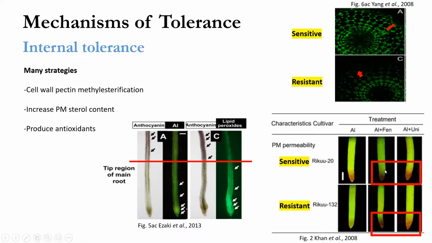Here, applying the sterol synthesis inhibitors actually reversed this tolerance, as shown in the red box here. And of course, plants can also produce more antioxidants to reduce the oxidative damage. We've seen this study before on the last slide. Now, phenolics such as anthocyanin not only serve as chelators, but also have antioxidant activity. Again, here, lipid peroxide only accumulates in regions lacking anthocyanin.